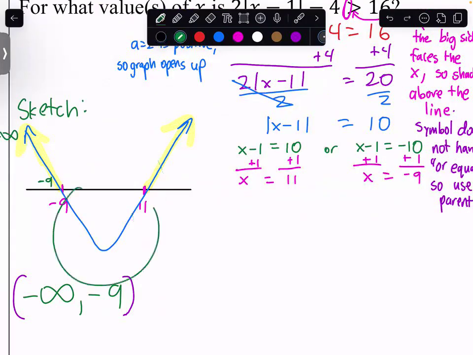This section is not highlighted, so we skip it. But then we have a second section over here. Okay, so remember we draw the floating U, the union symbol. This section starts at +11, and it goes forever to the right, which is approaching positive infinity.